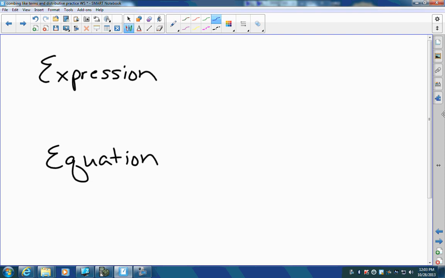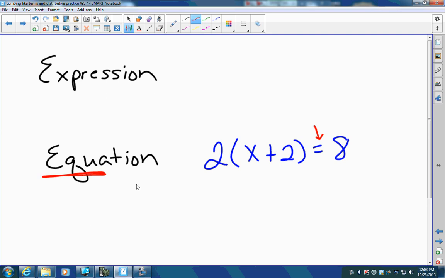Okay, we have done things with equations like this. An equation has the equal sign in it. Equation, equal, same thing. Just trying to help you remember that when it's an equation, it has an equal sign. The expression is when you just have something like 2 times x plus 2. Doesn't have an equal sign in it. It's just this to where we just need to simplify it.